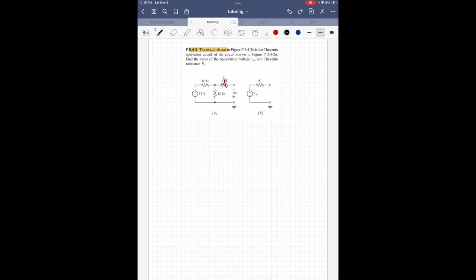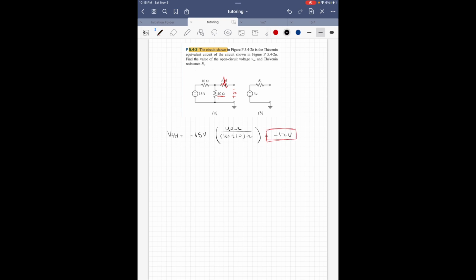So basically what we're going to do is use the voltage divider formula, which is the current source multiplied by the 40 ohm resistor, because as you can see, this voltage drop right here is essentially the same as the voltage drop across this 40 ohm resistor. So it's going to be the 40 ohm resistor divided by 40 plus 10 ohms. We get negative 12 volts. Now that is your Thevenin voltage. We're going to hold on to that.